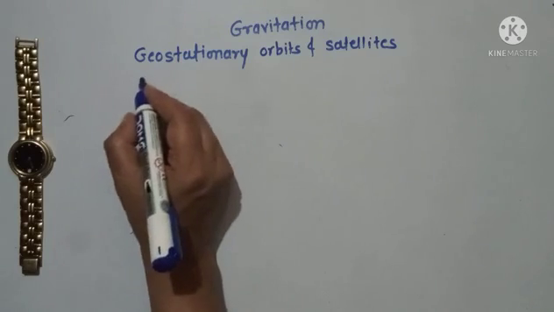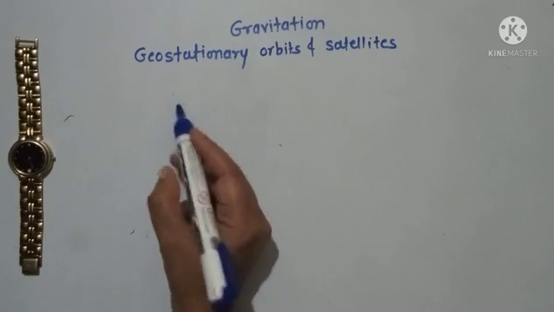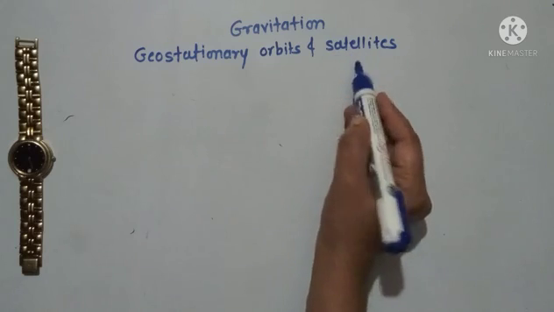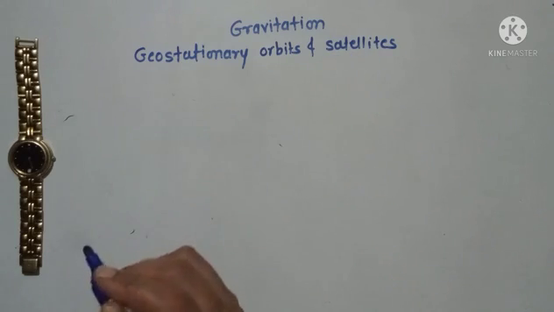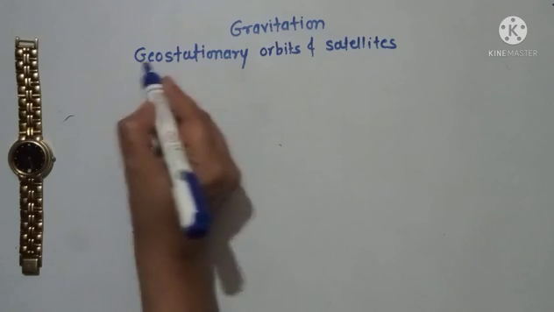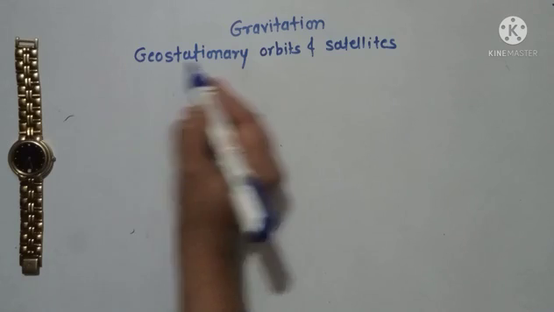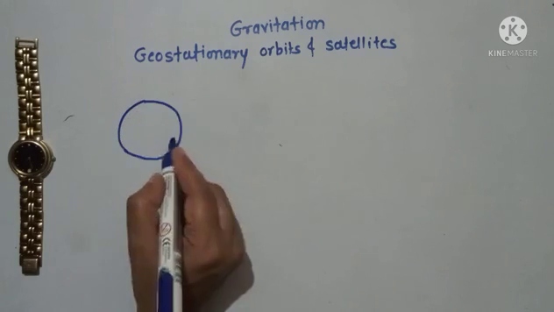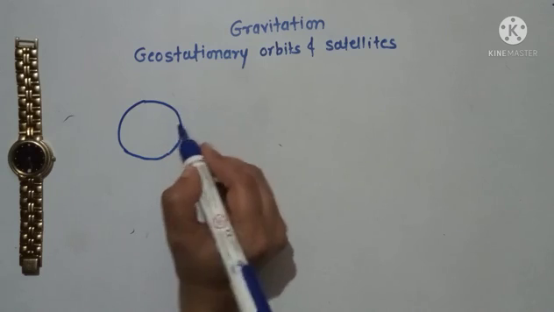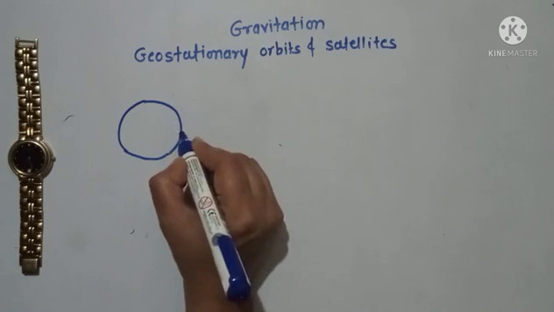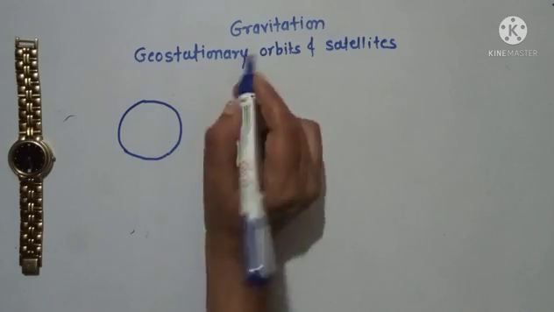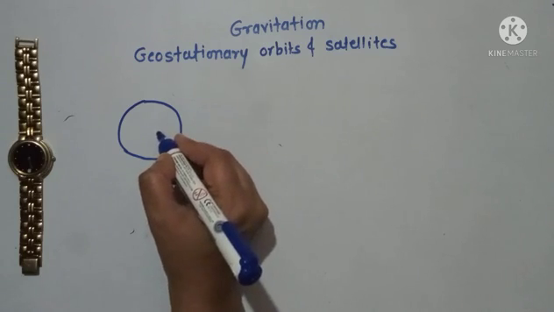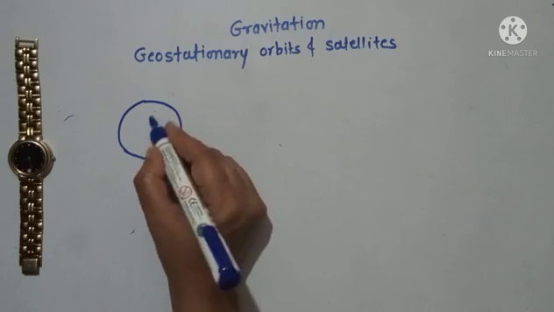So in the last lecture we started with gravitation, and in this lecture we are going to study the geostationary orbit and geostationary satellites. The satellite which appears stationary from the earth is called a geostationary satellite. For example, suppose this is earth and the satellite appears stationary from the earth's surface. Geo means earth and stationary means steady. The satellite which appears steady from the earth's surface is called a geostationary satellite.